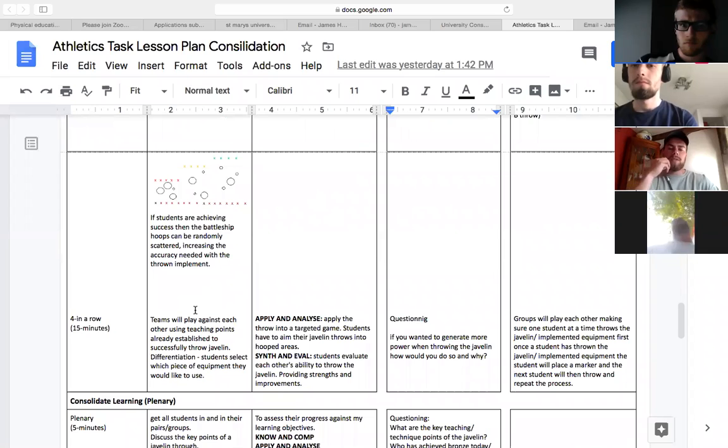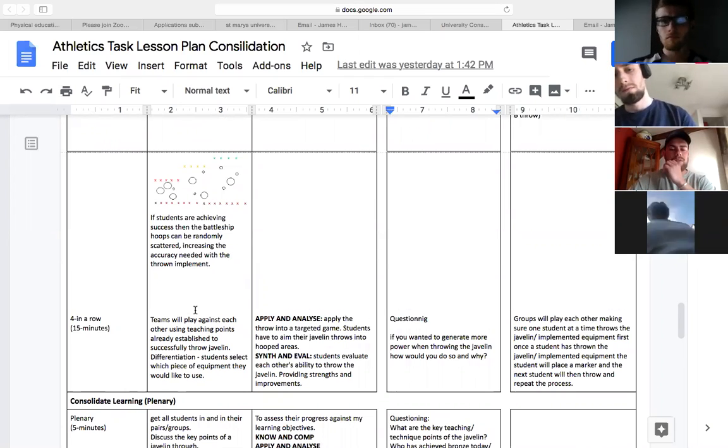It depends on how fast the kids are getting the actual technique of the throw and how much they're gaining from the practice as well. If you feel like the students are becoming less engaged within the battleships and you think you need to change it up, you may actually have to go on to the 4 in a row before you maybe have thought. So it could be really down to the day and the individual characteristics.